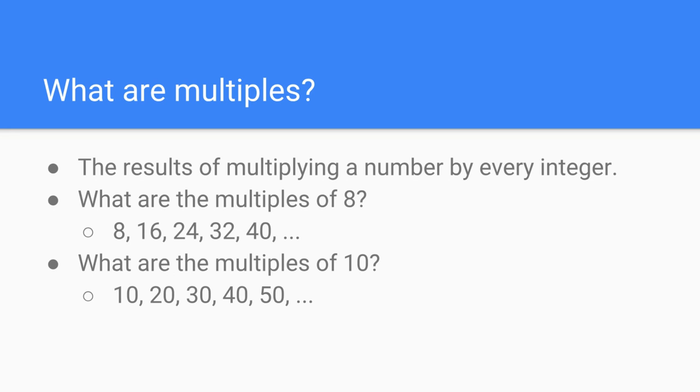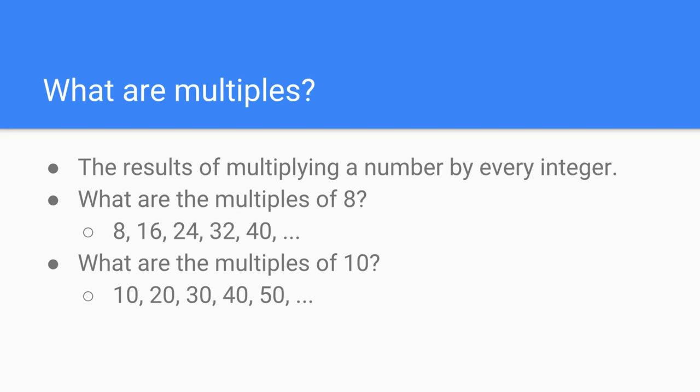So one way to think about multiples so that it doesn't seem so new to you all is that in elementary school you learned about skip counting. And all the skip counting was counting by the same number over and over. So the multiples of 2 were 2, 4, 6, 8, 10, and so on. The multiples of 5 were 5, 10, 15, 20, 25, and so on. So when we look at multiples of 10, we have 10, 20, 30, 40, 50, and so on.